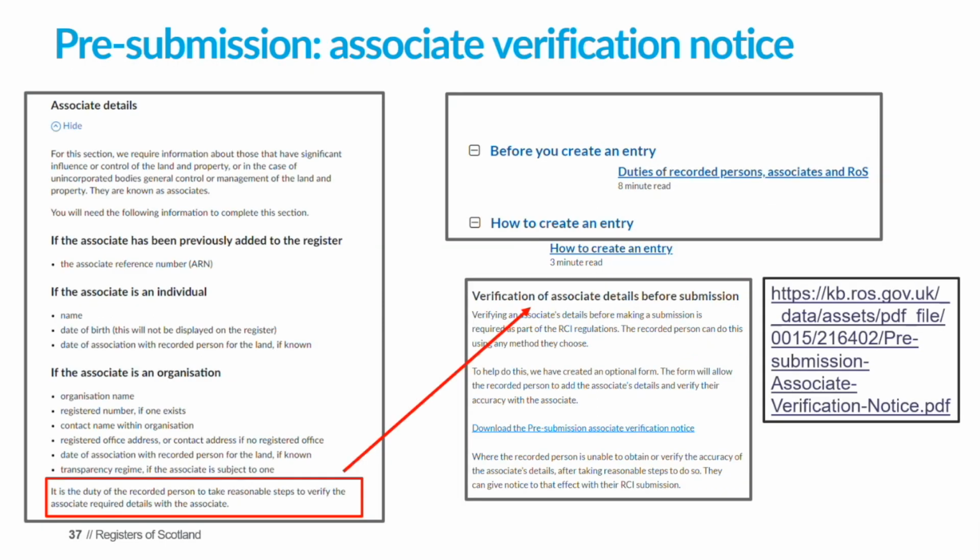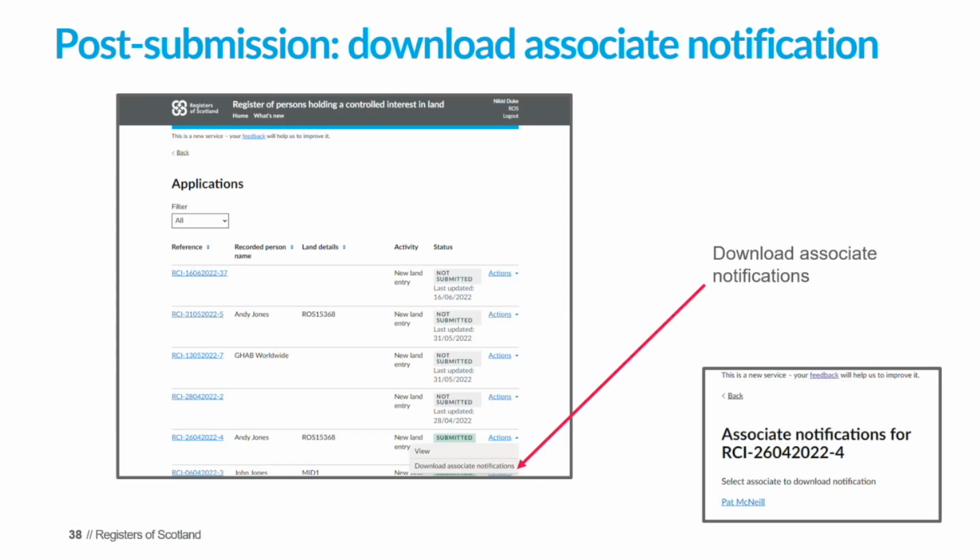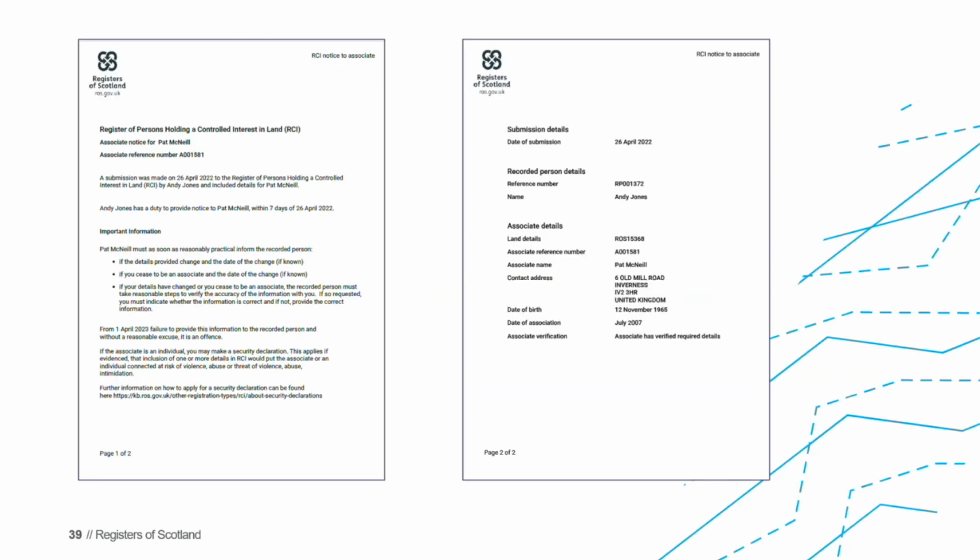As part of our essential guidance, you will find information on the associate verification notice. You'll find a template document on our website. This isn't compulsory, but we thought you might find it helpful. After submission, this screen gives you the option to download the associate notifications, which will look much like this.